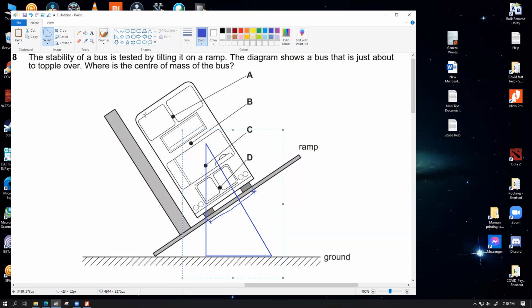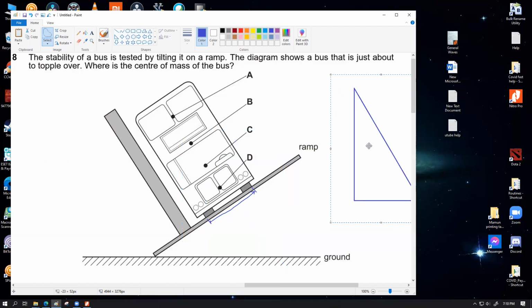You do understand that because the question said that the bus is just about to topple over, it's the case of critical equilibrium, which means it is marginally stable. So the weight has to go through the edge of the base of the whole bus. So C is the only logical choice. If we draw a vertical arrow from the C point, this weight is going to pass perfectly through the exact corner of the wheel. That's how this figure is drawn.